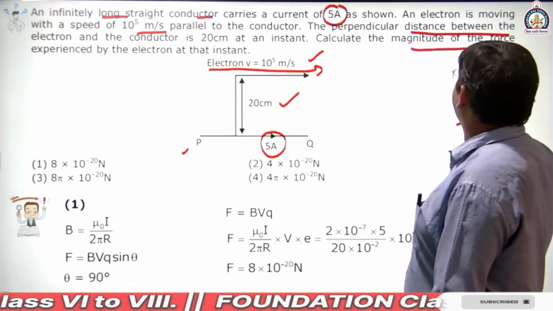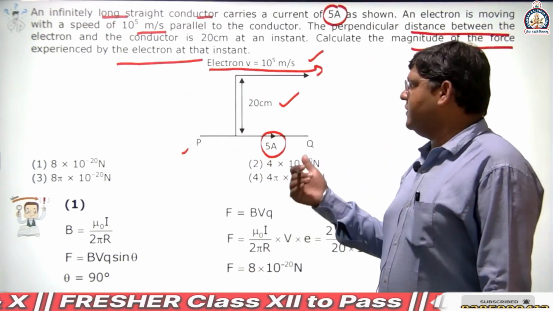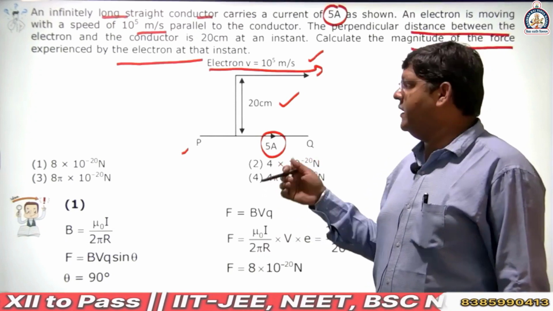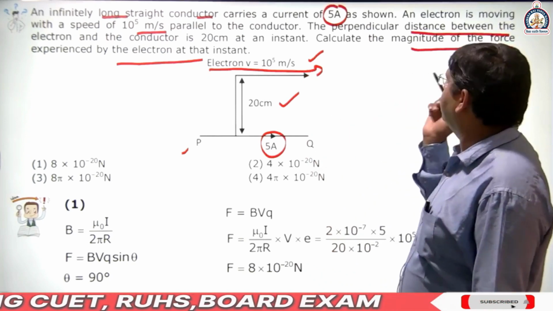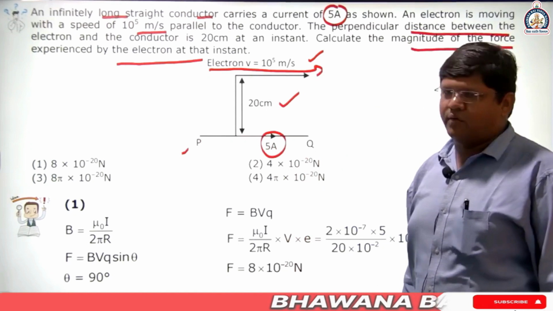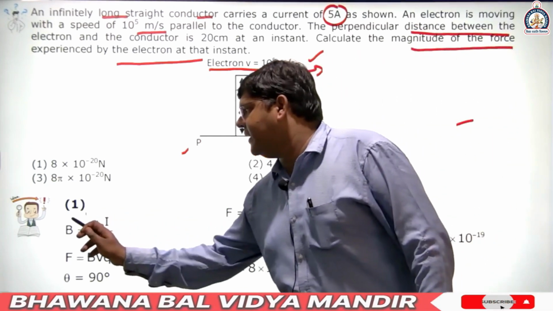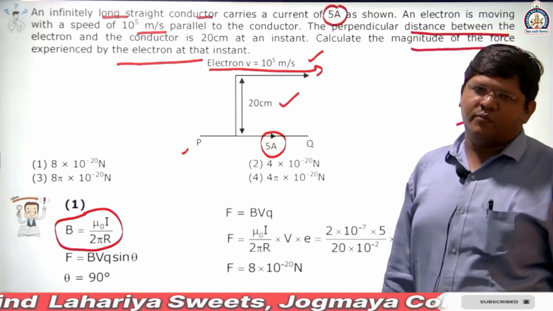We have to calculate the magnitude of force experienced by the electron at that instant. Because this is a conductor having current in it, it is having a force component which will either attract or have repulsive nature. We have to calculate the value of force. So first we calculate the magnetic field. The magnetic field is given as B is equal to mu naught I upon 2 pi r.